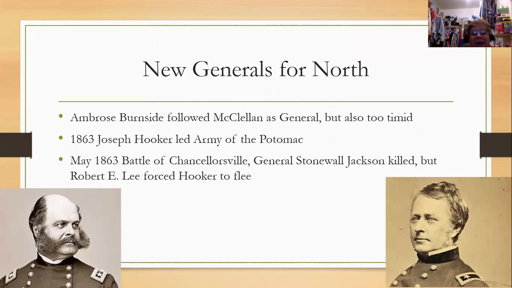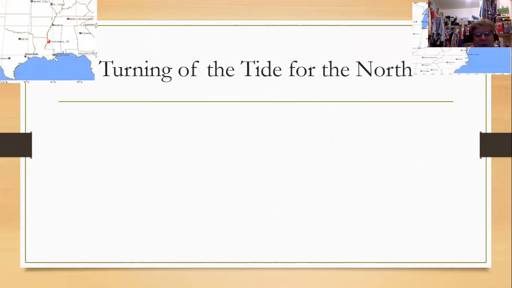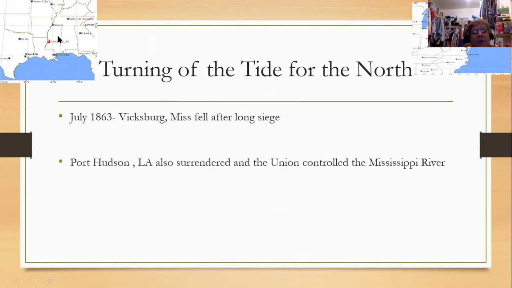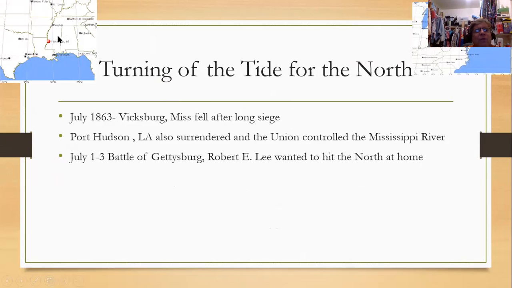But he was outflanked by Robert E. Lee at the Battle of Chancellorsville. And so Lincoln, throughout the first years of the war, was looking for a general who would do what he wanted. He would find one in the West, and that would be Ulysses S. Grant. He's fighting in the West. In July of 1863, Vicksburg, Mississippi falls after a long siege. When the Union captures Vicksburg, they've already captured New Orleans, and they control the Mississippi River. It cuts off Louisiana, Arkansas, and Texas from the rest of the Confederacy.